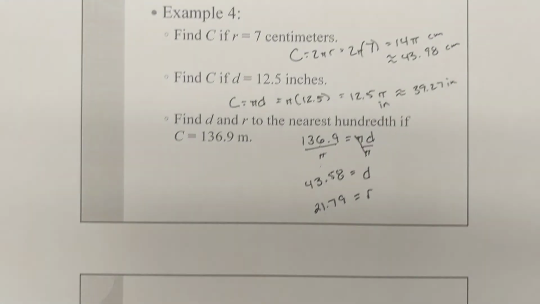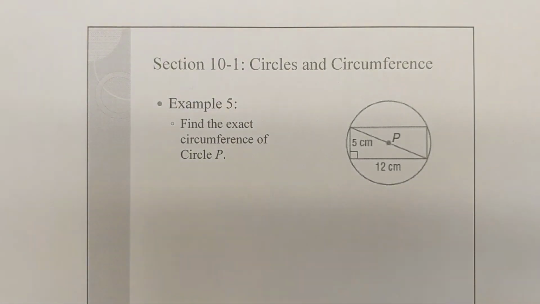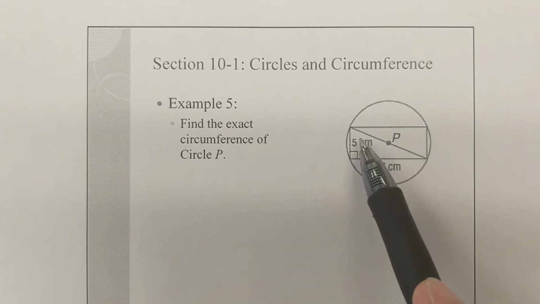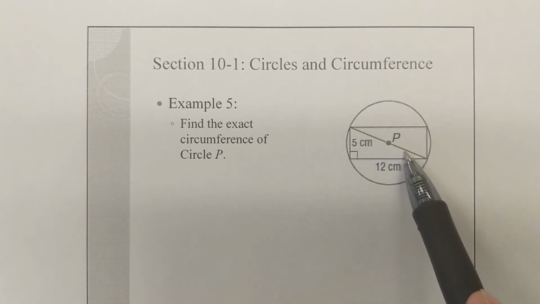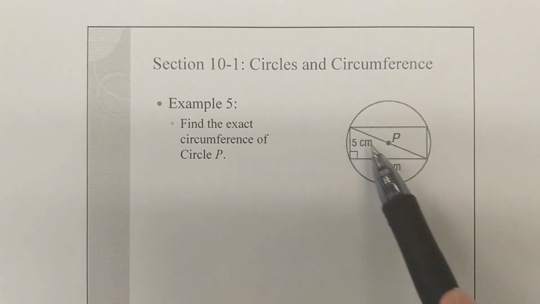All right, in example 5, our last one, find the exact circumference of circle P. So to find the circumference, I need either the radius or the diameter. If you look in this shape here, I don't have either, but what I do have is this rectangle that I know the length of the two legs. And since rectangles have right angles in the square, this line here that passes through P is both a diameter and it's the hypotenuse of this right triangle.